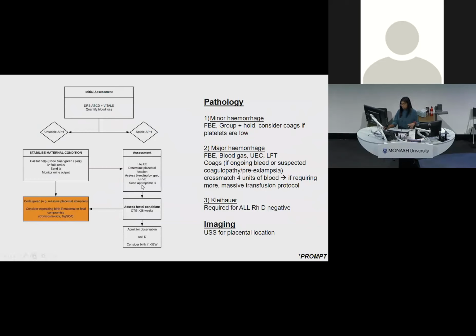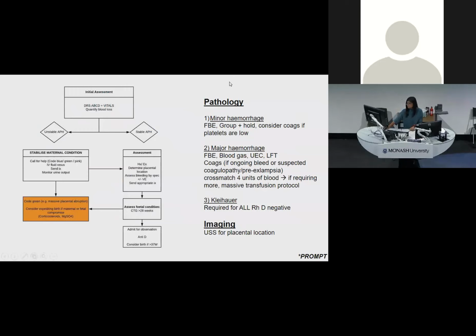And then you send the appropriate investigations. You assess the fetal condition with a CTG, provided that they're over 28 weeks. And then depending on how they go, you're calling like a code green or expediting the birth and considering steroid loading and mag-sulf, or you admit them for observation and never forget the anti-D. In these women, consider birth if they're over 37 weeks because they're already at term.